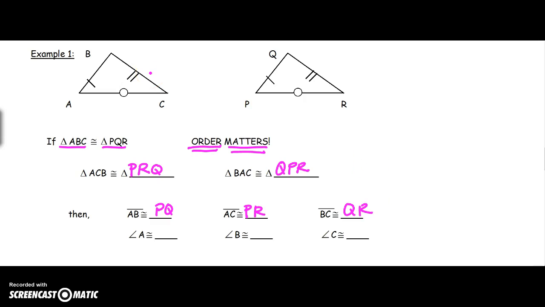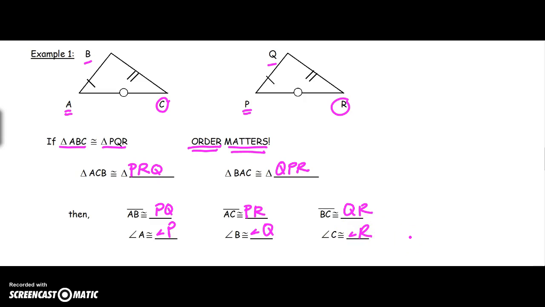And then the angles also correspond. So angle A and angle P, since they're in the same position, they are congruent. Angle B and angle Q. And then angle C and angle R.